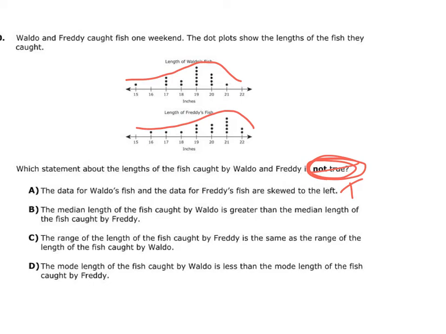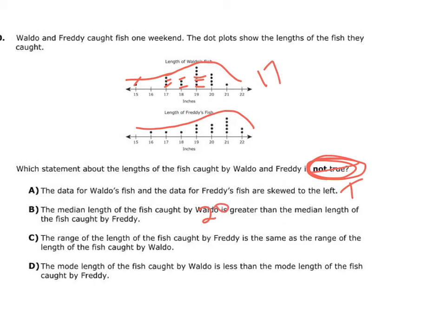So if you look at Waldo's fish, we have 1, 2, 3, 4, 5, 6, 7, 8, 9, 10, 11, 12, 13, 14, 15, 16, 17. So there's 17 fish. That means half of 17 is 8.5, so we're picking the ninth one. So it's 1, 2, 3, 4, 5, 6, 7, 8, 9. So that's 20. So the median for Waldo's is 20.